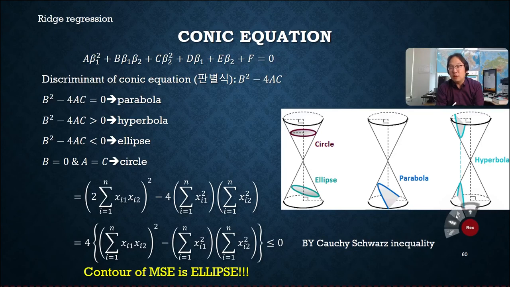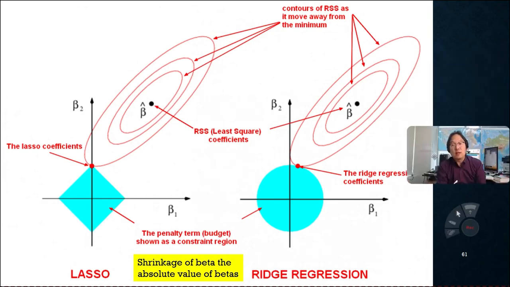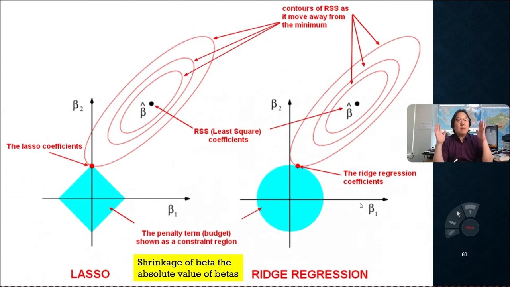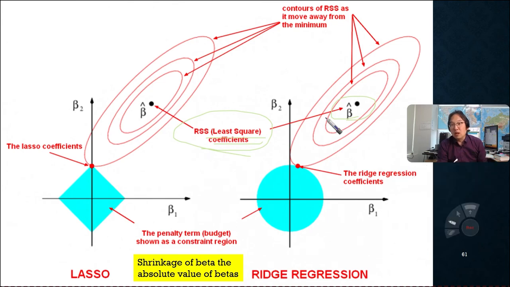So what does that imply for us? We can think about the beta 1 and beta 2 space. Remember, this is not about x and y, but about the beta coefficients that we want to estimate. In the beta 1 and beta 2 plane, the Ridge regression is like this on the right-hand side. Initially, you start with the OLS regression, the least squares coefficient, that's beta hat: beta 1 hat, beta 2 hat, like that.